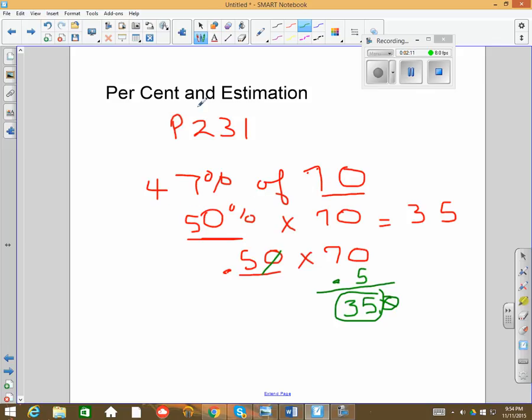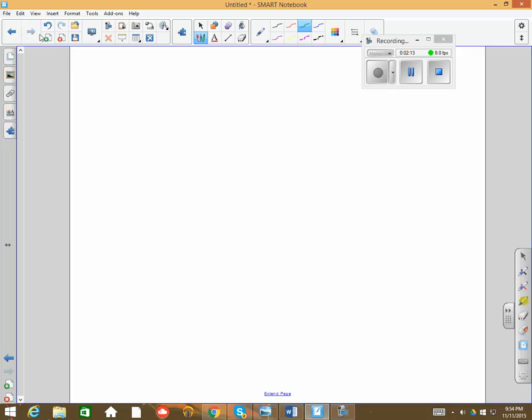You notice in the problems on the page, instead of an equal sign, it has a squiggly line, and that means approximate. That means it's not going to be the exact answer.